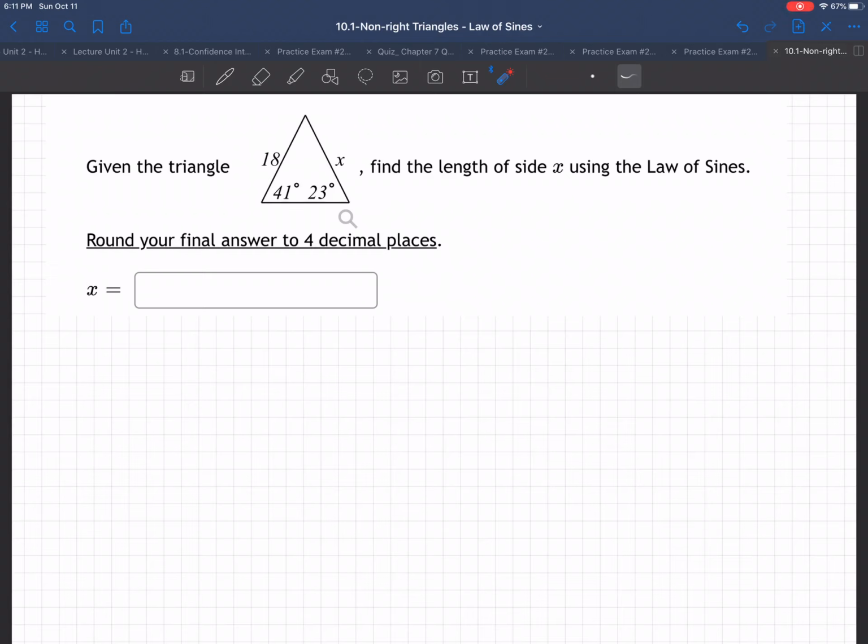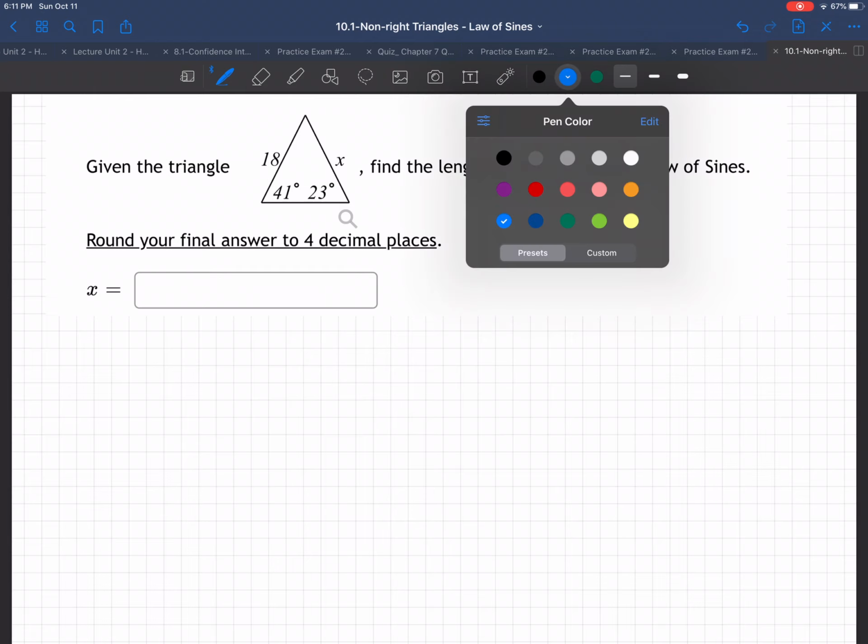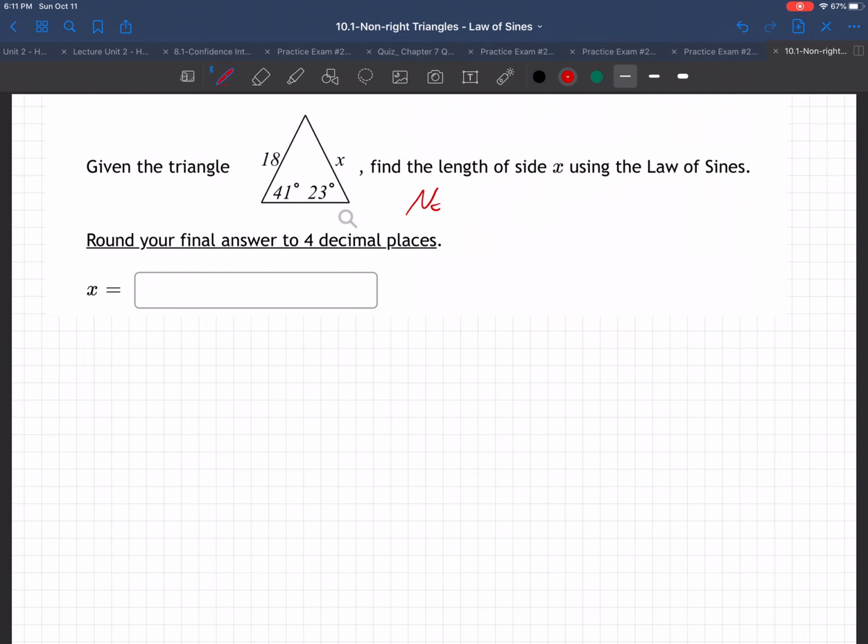Welcome to an example in which we are trying to find a side of a triangle, that's x. They want us to find the length of side x using the law of sines. So notice first off that this is not a right triangle. Let me make precise note of that.